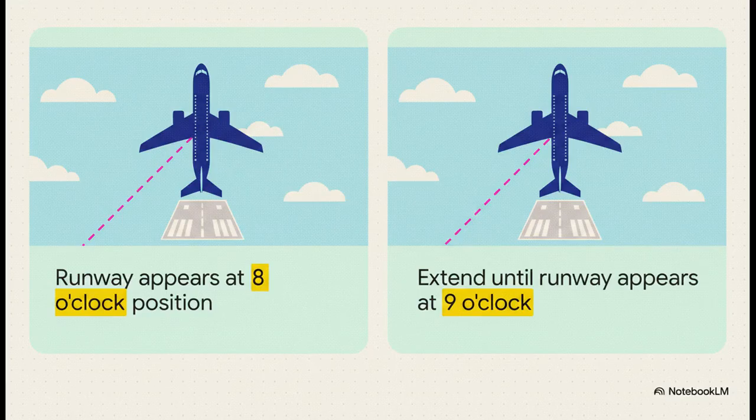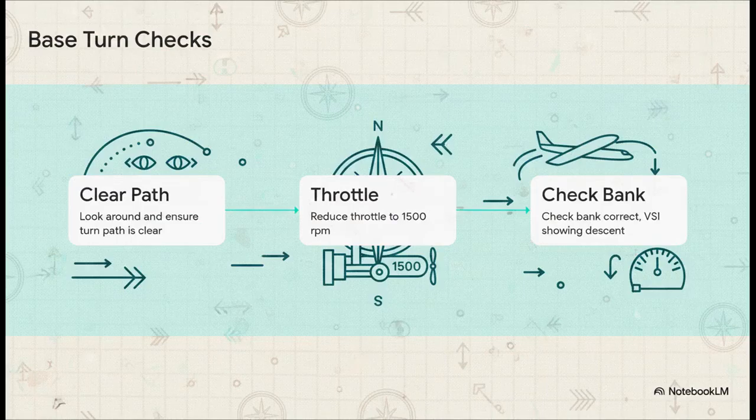To put that into perspective, think about a normal approach. You typically begin your descending turn when the runway threshold is sitting right at your 8 o'clock position. But for a flapless approach, you have to wait. You literally extend that downwind until the runway is way back at your 9 o'clock. I know, it feels incredibly unnatural for a pilot to wait quite that long, but you absolutely must build in that extra distance. And once that runway finally hits 9 o'clock, the multitasking really kicks into overdrive.